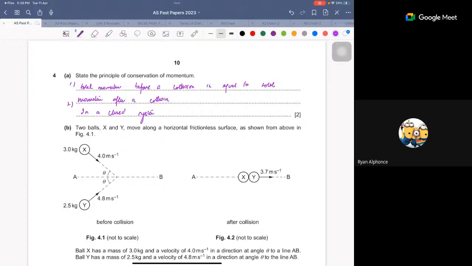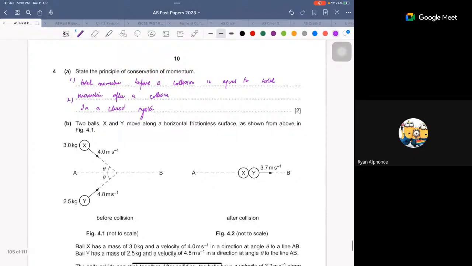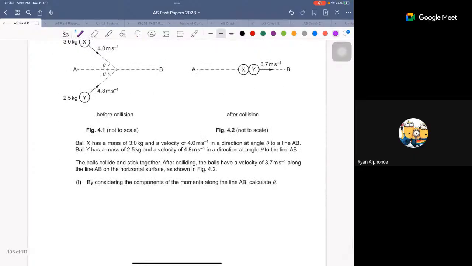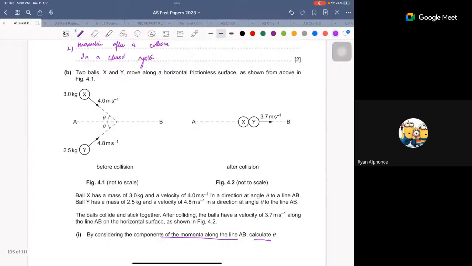Okay then. So the next is basically this question. It says, considering the components of momenta along AB, calculate theta. Along AB means you got to find the components of each. So I'm gonna make two vectors, this one and this one. So this is angle theta, and this is also angle theta. Right. So the horizontal component will be 4 cosine of theta. This will be 4.8 cosine of theta.